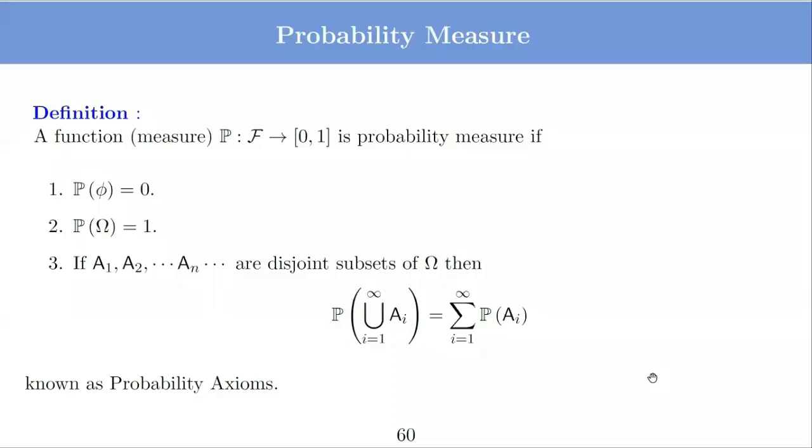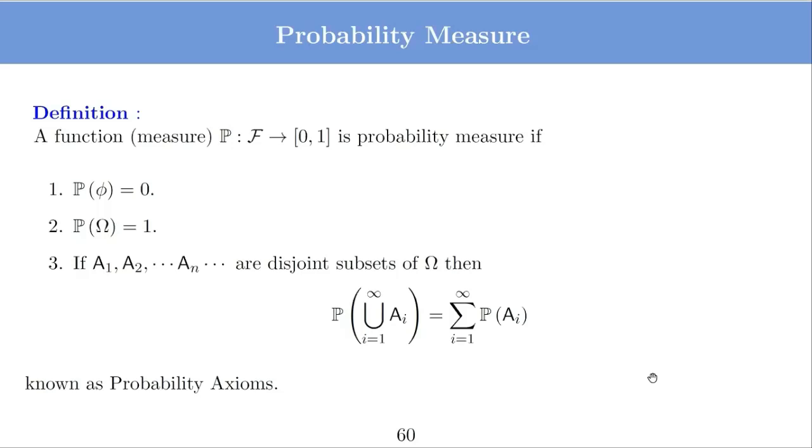So in the last class, we talked about probability measure. We have defined it using three properties. We said a function from sigma algebra to 0, 1 is a probability measure if P of phi is 0. It means it assigns size 0 to an empty set. P of omega is 1. It means it assigns size 1 to the complete sample space. This is the maximum value of the function.